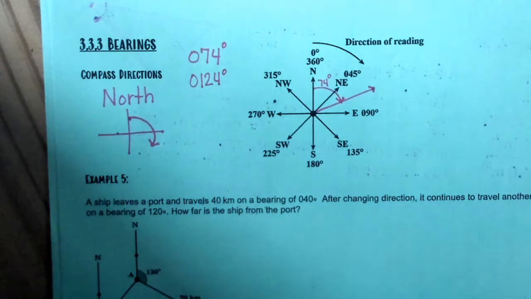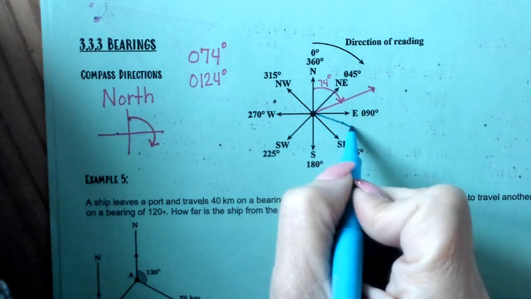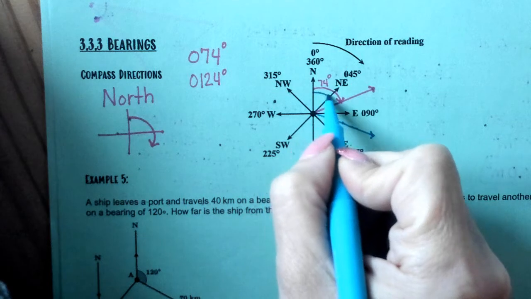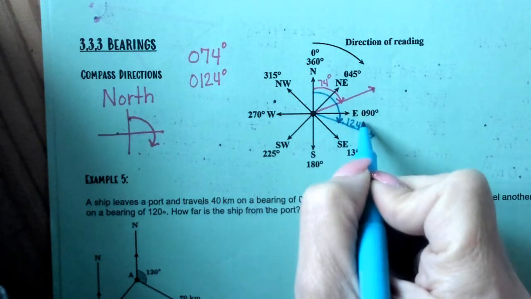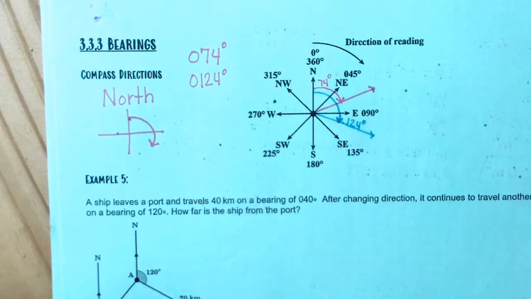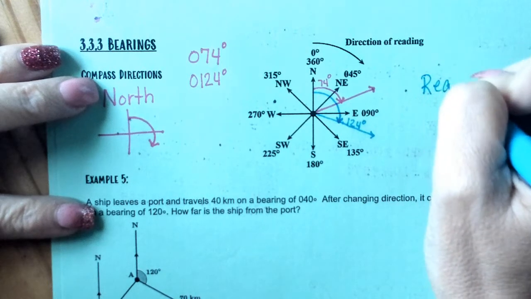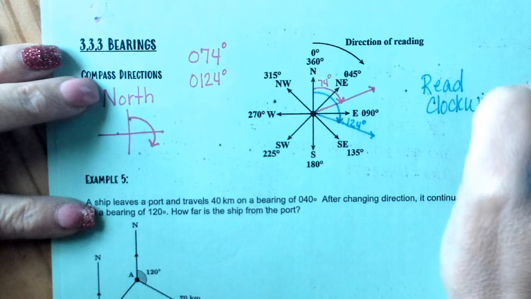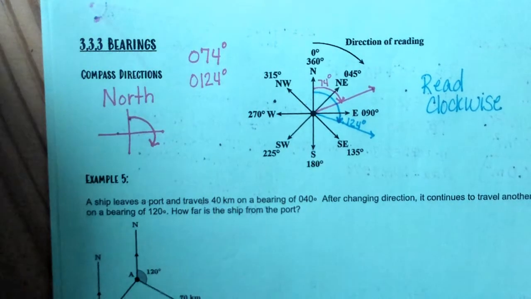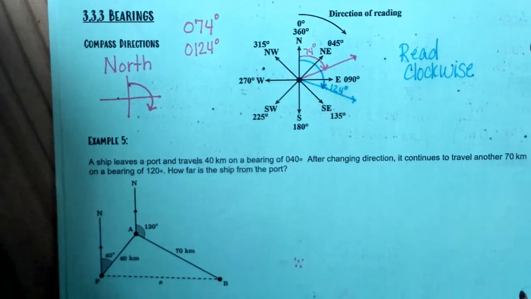Okay, if I wanted to do 124 degrees, I'll do that in a different color. That's about right here. So I would start at north, and then I would go all the way down to 124 degrees. Okay, just so you can kind of get the feel for that. You make a note here that you read clockwise. Once we do a problem, it'll probably make a little more sense. Just remember, we're going to read it clockwise.